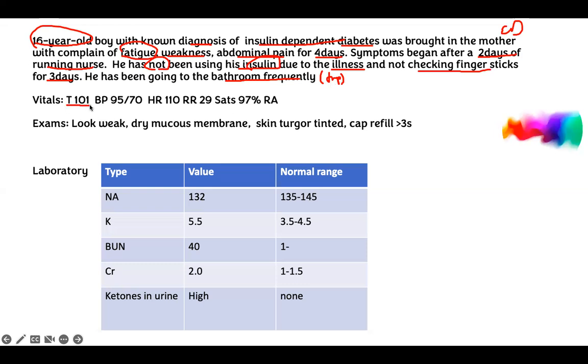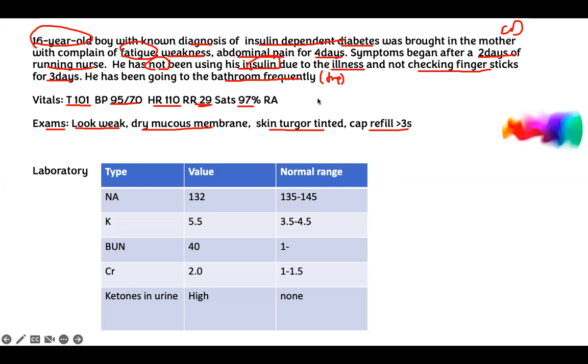His temperature is a little bit high. The blood pressure is borderline hypertensive. He's tachycardic. His respiratory rate is 22. He's breathing fast, but he's still saturating at 97%. How does he look? So this is real life. He looks weak, dry mucous membranes. His skin turgor is tented, and capillary refill is greater than 3 seconds.